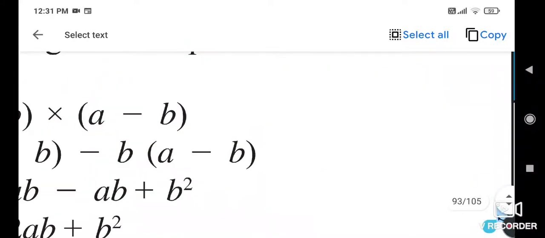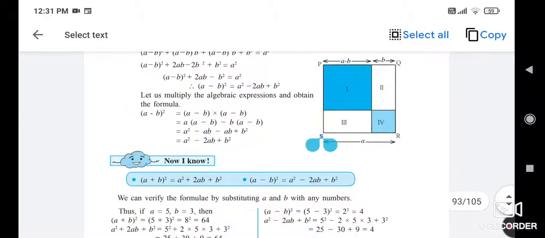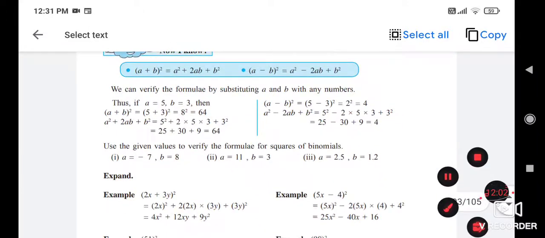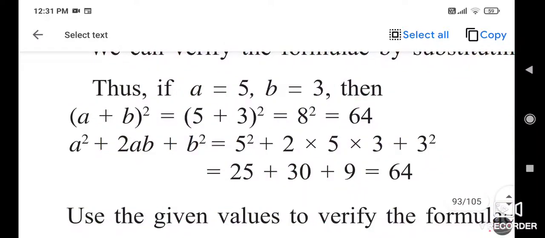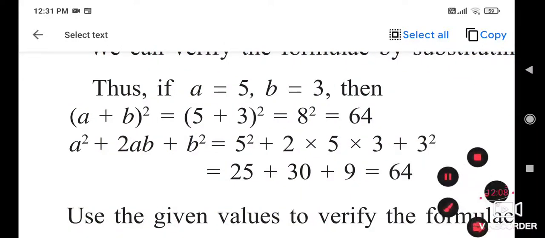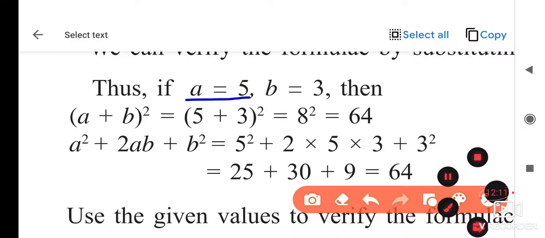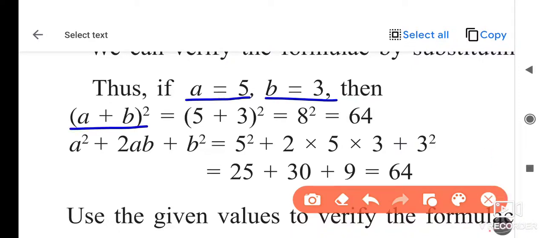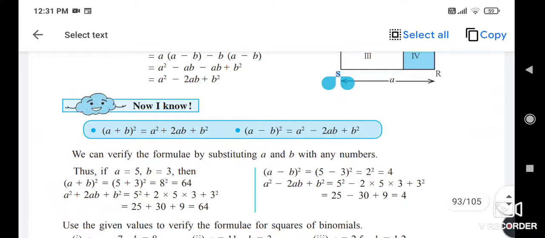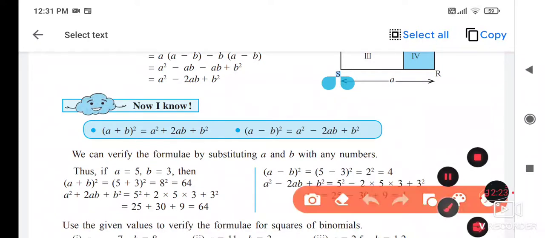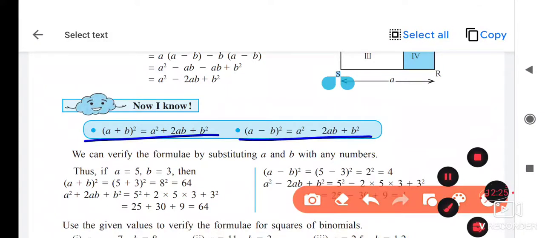So today we learn the second formula, and now we will see how to use this formula by using the factorization method. So here what is given to us: a is equal to 5, b is equal to 3, then (a plus b) whole square. Here we have to use the formula directly, we don't want to solve this. These two are very important formulas, you are going to learn them.